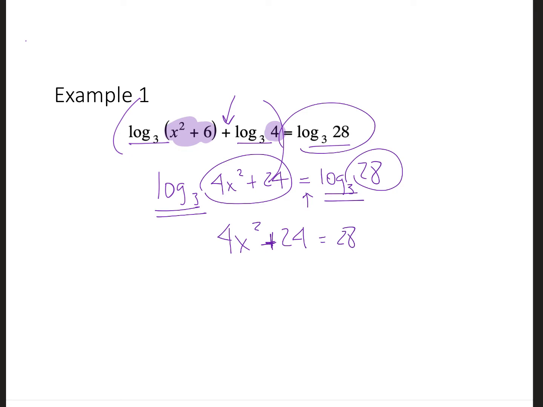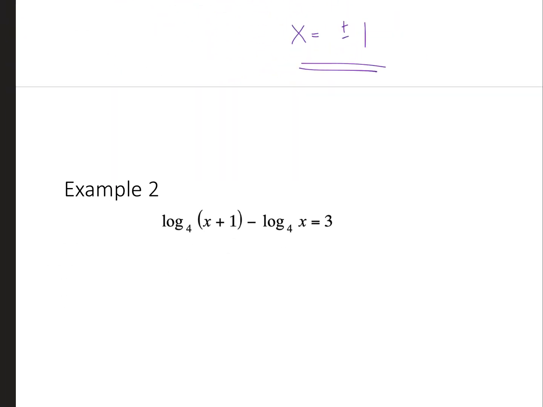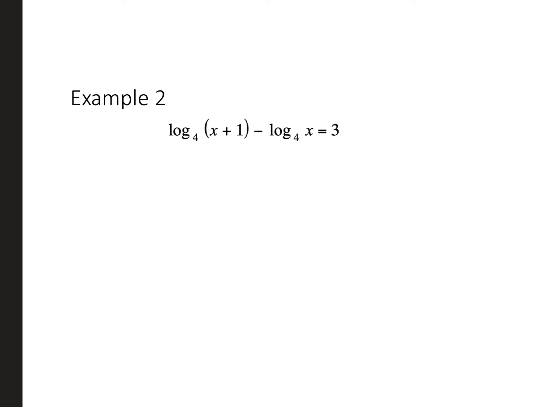Equals 28. Okay, so subtracting 24, I get 4x squared equals 4. Dividing both sides by 4, I get x squared equals 1. Taking the square root, I get x equals plus or minus 1. Now, arguments after logs cannot be negative, okay? That doesn't mean that I have to discard one of these answers. It means I have to check, if I plug it in here, do I get something negative in the parentheses, which I don't. So that means both of those answers are totally fine.